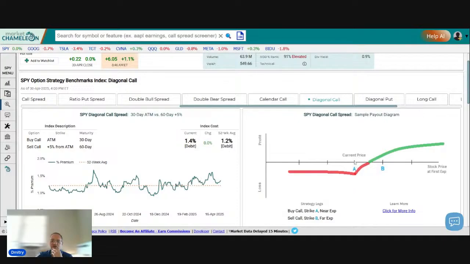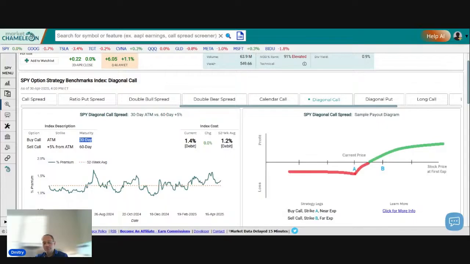So if the stock price is right at the strike A, which is the money that you bought, and we don't know what the implied volatility is in the other one, this would not be a good spot for you, because the option that you bought will become worthless. You bought this 30-day at the money option for some premium and it becomes worthless. So that would be a loss.